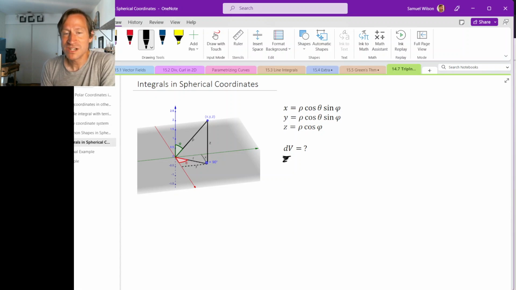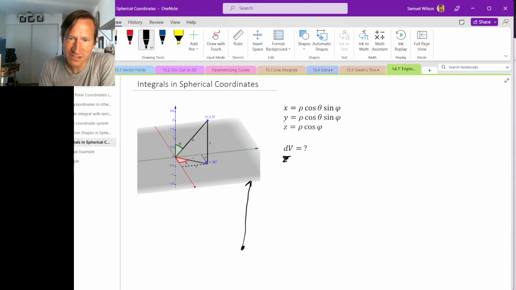So to figure out what dV is, remember, if we have a little box that we make by varying the coordinates a little bit, we need to express the volume of that box in terms of the coordinates, or in terms of the small changes in the coordinates. So let's do that. This is a little bit tricky.